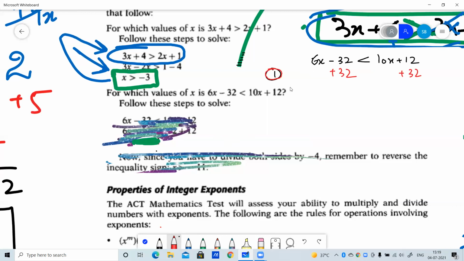So the first step, you're telling me that you're adding 32. Okay, I add 32. Negative 32 and plus 32 will be 0. It'll be canceled. So I'll be having 6x on the left side less than 10x plus 12 plus 32. That means 10x plus 44, because 12 plus 32 can be combined. 10x cannot be combined with 44 because these are unlike terms, right? Right. And then you got 6x is less than 10x plus 44. What will be the next step?